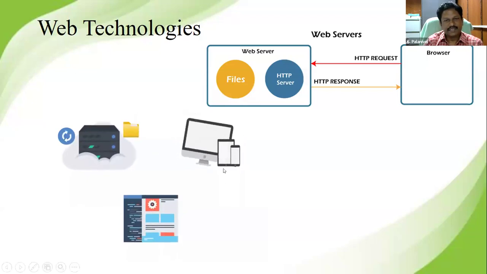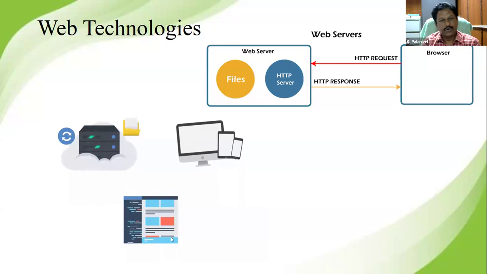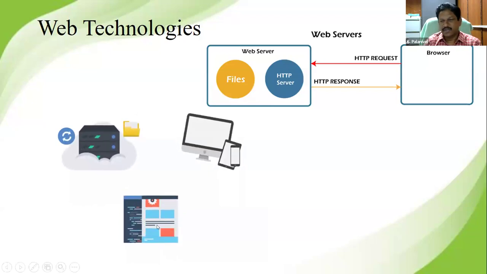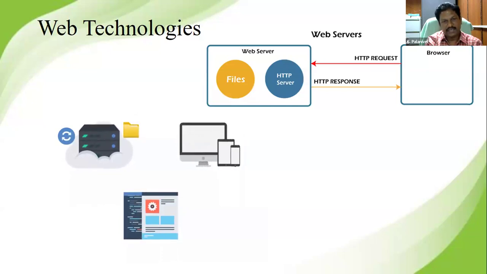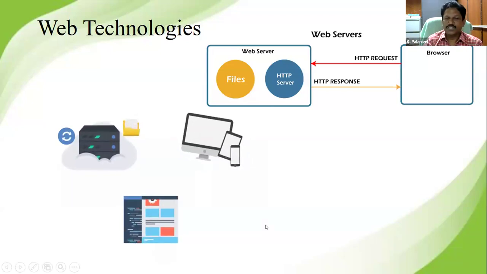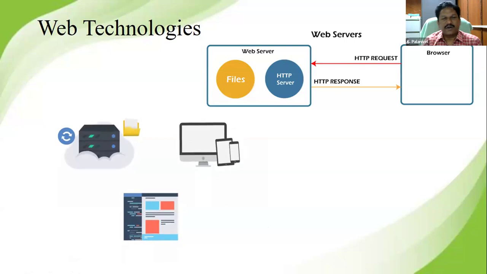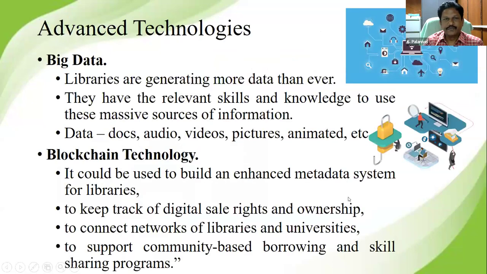So the clients keep activating the servers, there is constant upload and download, and web pages are continuously generated. Whenever a student searches, the information stored in the database is retrieved and sent to the users, and the users can view the information through the browsers installed on their laptops, mobiles, etc. A lot of advanced technologies exist. We are talking about the next generation library, and you are supposed to know about these technologies and how they are going to impact next generation libraries.